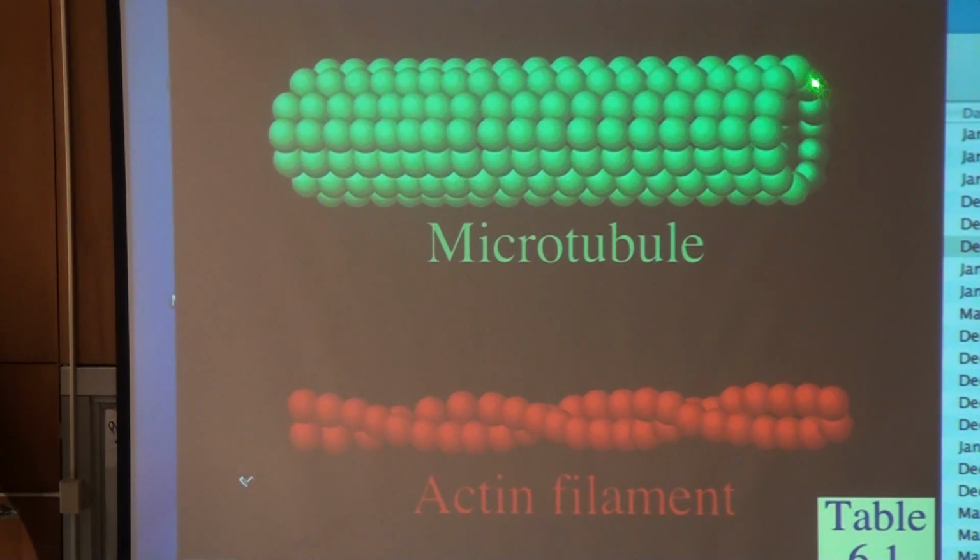Microtubules, which are shown here, are hollow tubes that are made out of these smaller proteins forming the walls of the tube, like that little cardboard tube in the middle of your toilet paper thing.